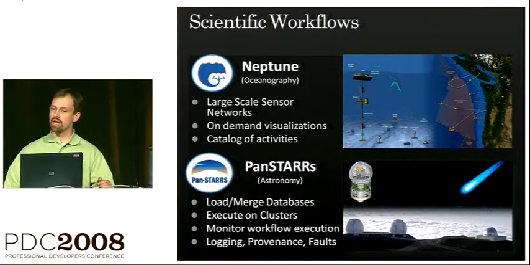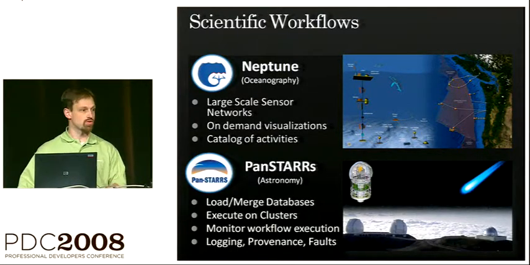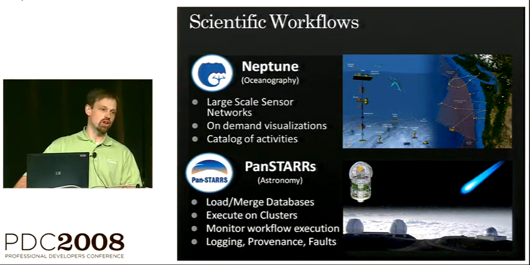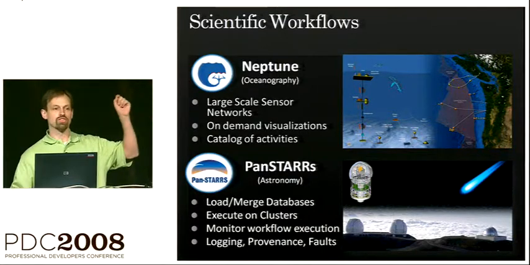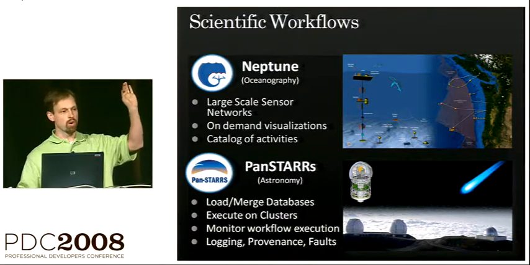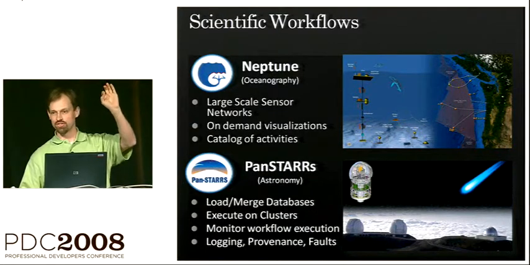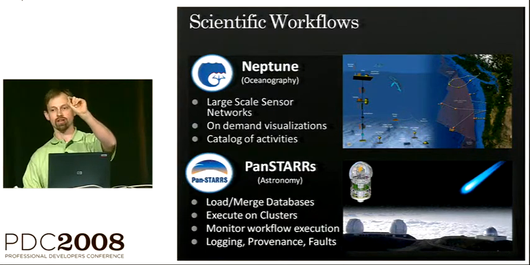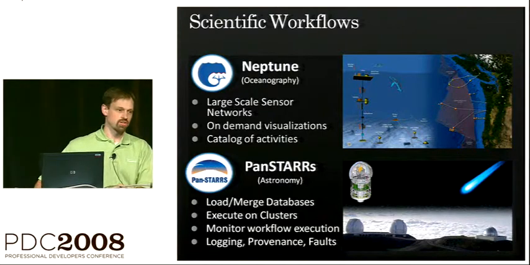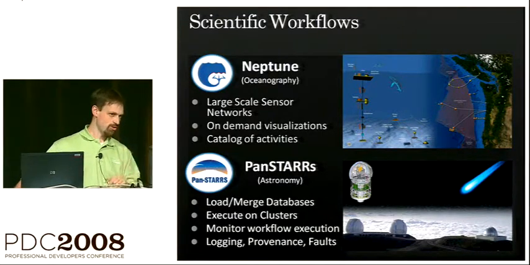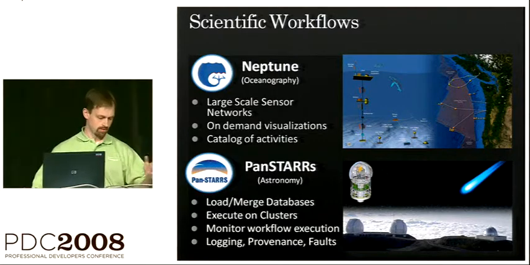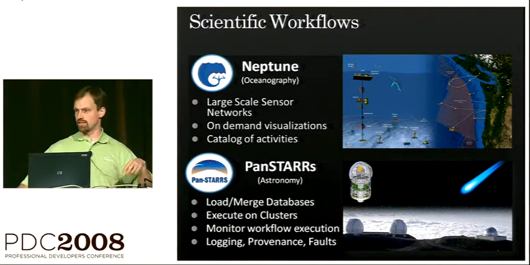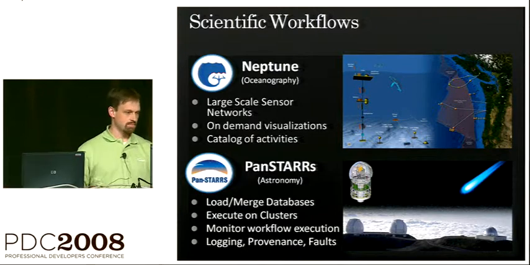There's also a group called PanSTARRS. This is a group that operates out of the University of Hawaii. They've put together the largest digital camera in the world. It's taking a picture of the sky every night, and they're looking at the objects in the sky, trying to figure out exactly where they are at one point in time and where they are at the next point in time, and figure out what exactly their trajectory is. And they're curious about that because they want to know whether that trajectory is going to hit Earth or not.